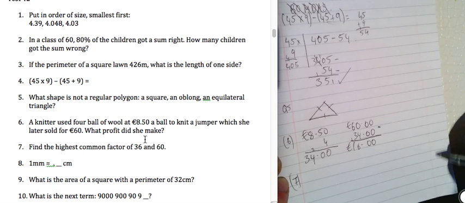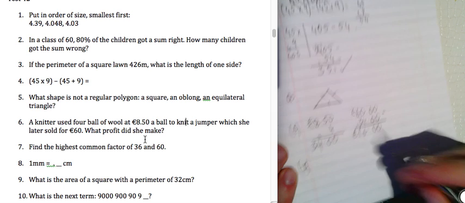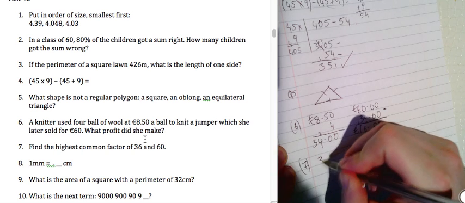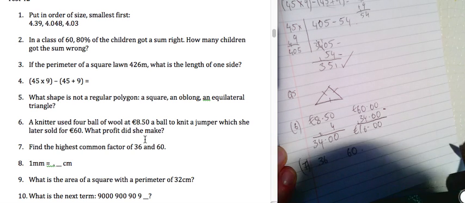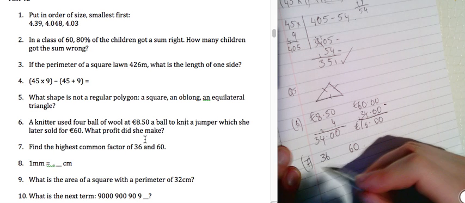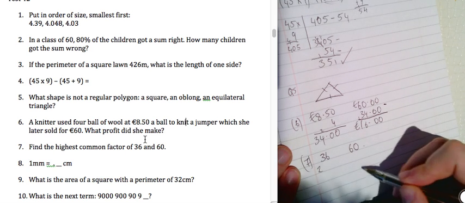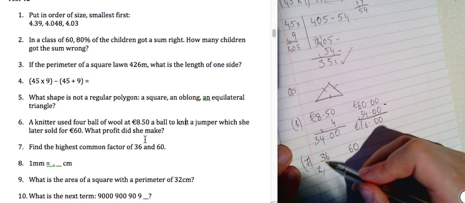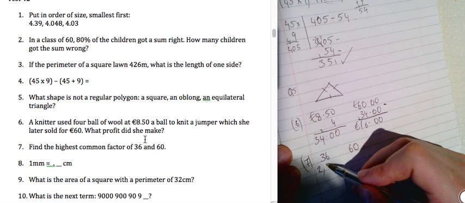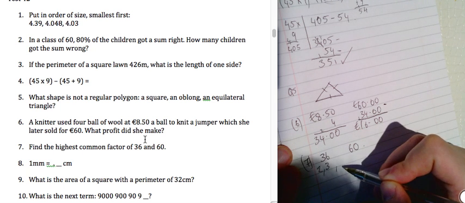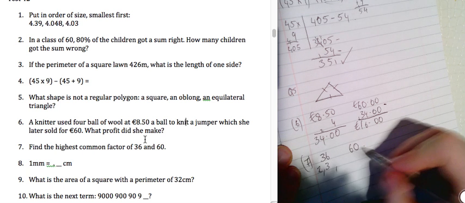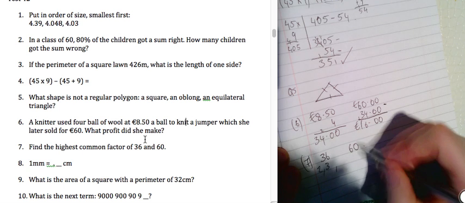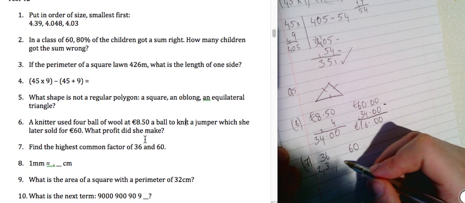Find the highest common factor of 36 and 60. The highest common factor. What is the biggest number that will go into both 60 and 36? Okay. Trial and error. 2 would go into any even number, but I'm sure we can find bigger numbers there. 3 would go into them both, yeah. 4 would go into 36. It would go in 9 times. Would 4 go into 60? It would. It would go in 15 times.